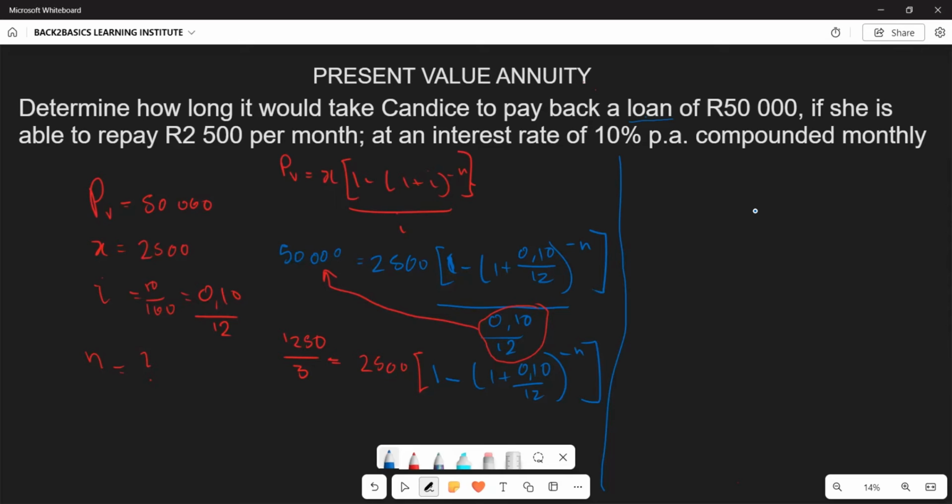The next thing you're going to do is divide by 2,500 on both sides. When you divide by 2,500 on this side, what you are going to get is 1 over 6, which is equal to 1 subtract 1 plus 0.10 over 12 to the power of negative n. Isn't it so?